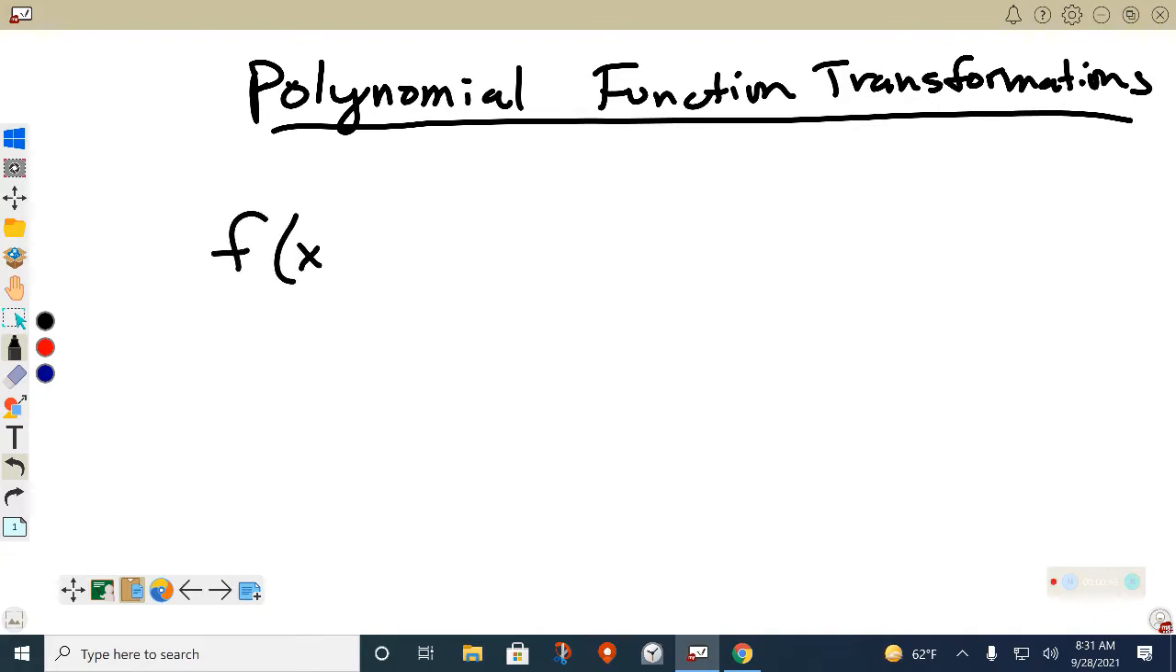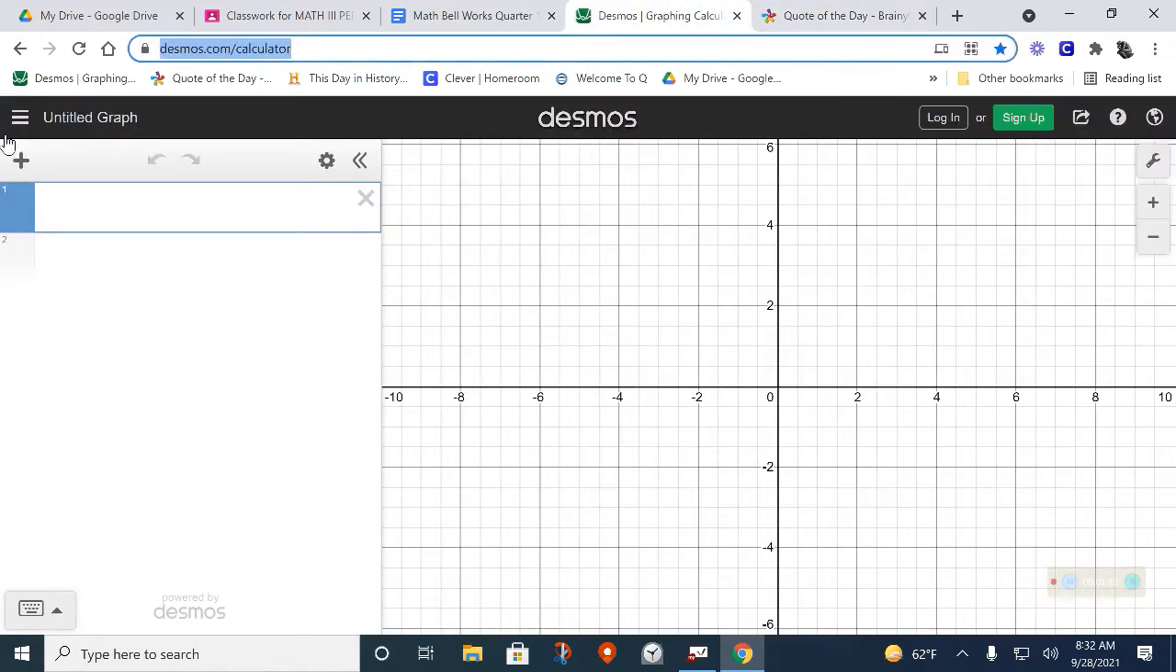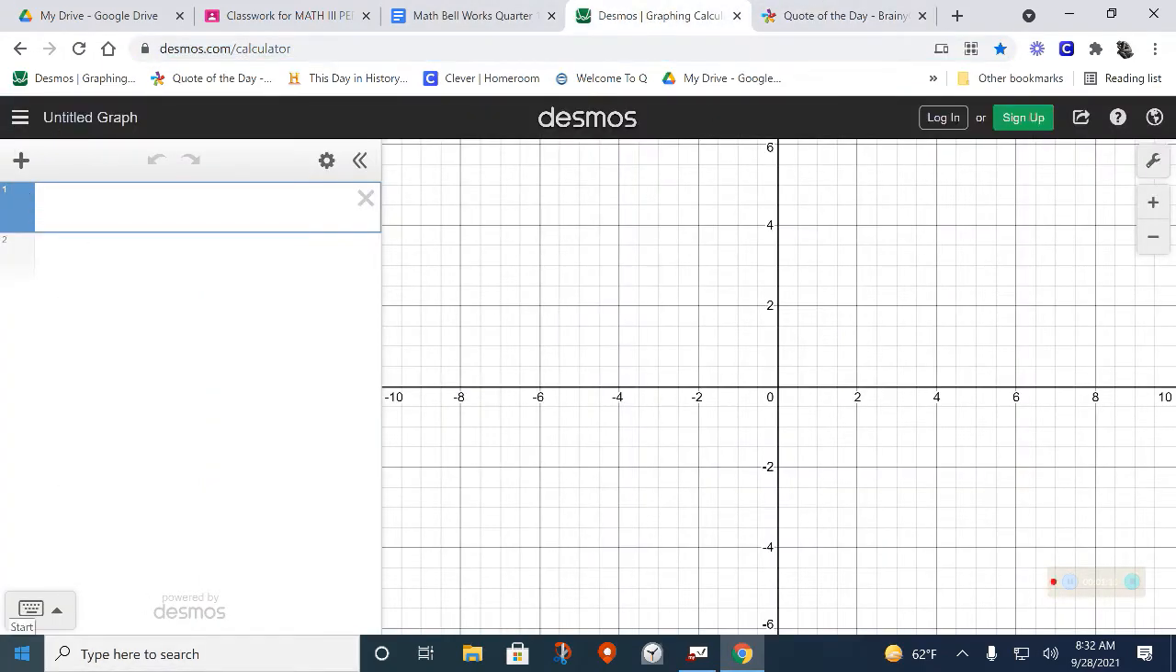Say f of x is equal to x to the 5th power plus 1, actually plus 7. Go and write that down. x to the 5th power plus 7. Okay. Let me go ahead and graph it. You don't have to graph it, just watch me graph it for now.